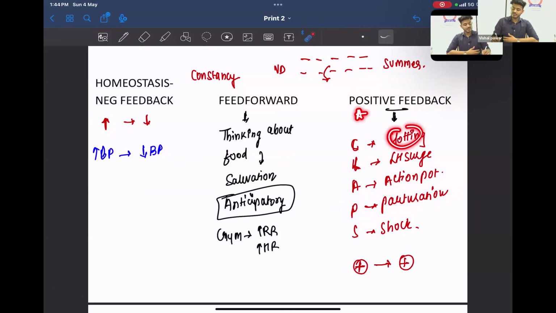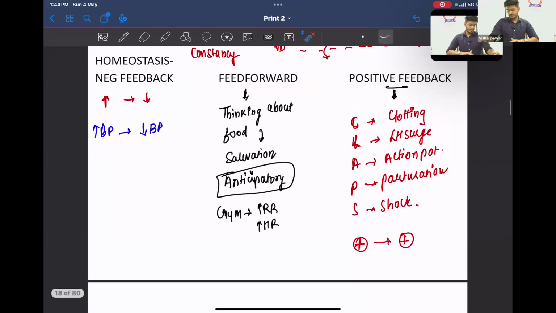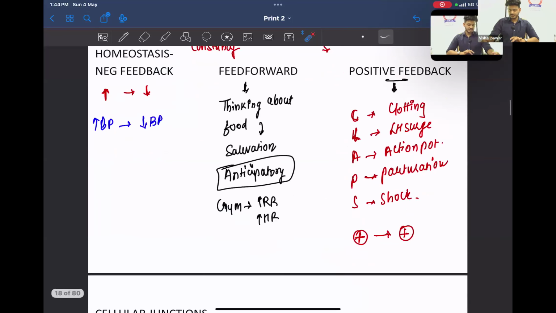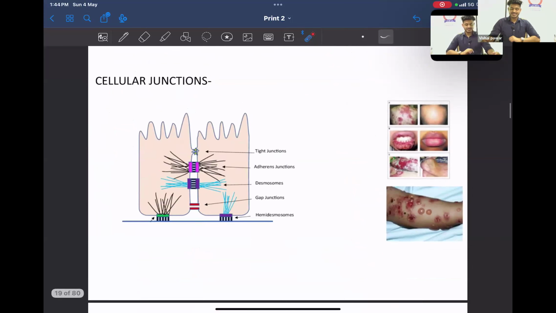Clotting, you activate one factor, automatically this complete cycle will begin and you will be having what? You will be having formation of other factors, right? So these are the examples of positive feedback.